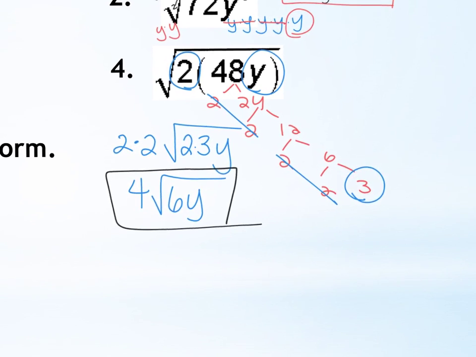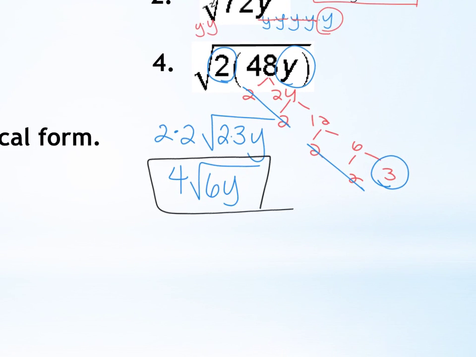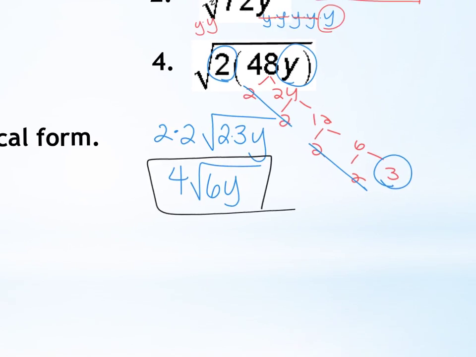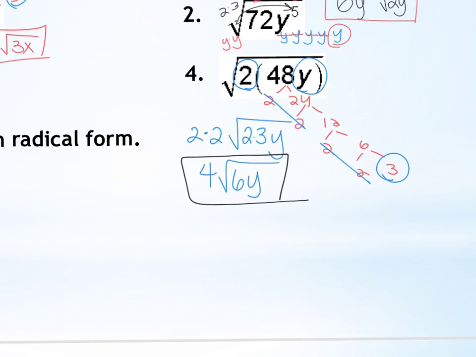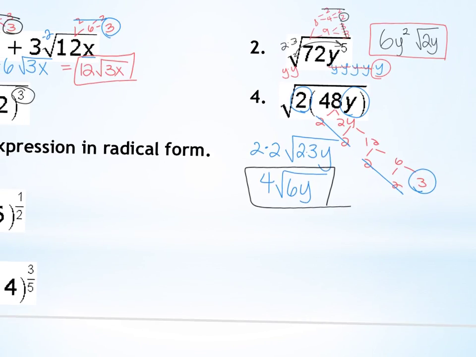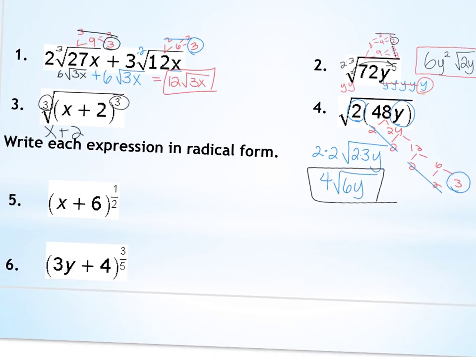Questions on that one? Yep. So you just put as many pairs of 2's on the outside? Exactly. As many pairs of numbers that you can get on a square root. So if it was a cube root, I would need 3 of each number. If it was a 4th root, I'd need 4 of each number, whatever the little index is.